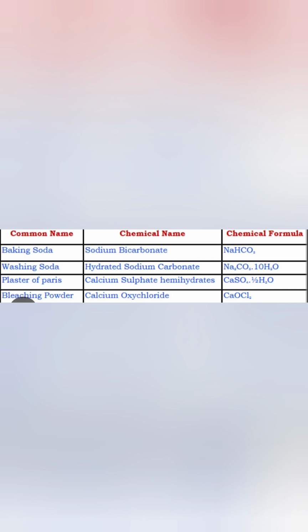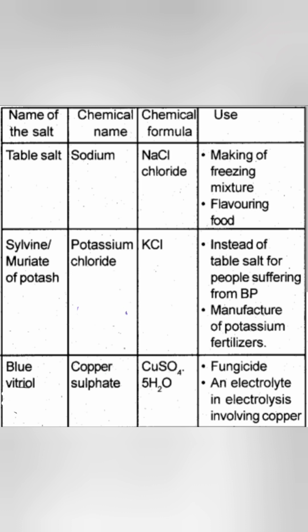Baking soda, sodium bicarbonate, that is NaHCO3, washing soda, hydrated sodium carbonate Na2CO3.10H2O, plaster of Paris, that is calcium sulfate hemihydrate CaSO4.½H2O, bleaching powder, calcium oxychloride, that is CaOCl2. Mind you, for 10 we use decahydrate, for half we use hemihydrate, and these are water of crystallization. If we have to talk about gypsum, that is calcium sulfate dihydrate.